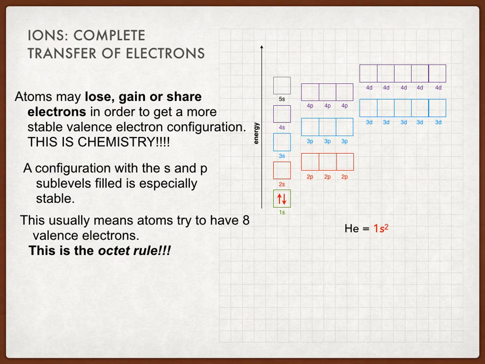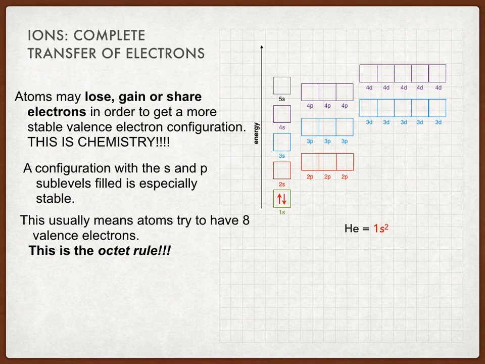And helium is one example, the only exception to the octet rule. It has a filled valence, but its valence is only 2 electrons. That's because helium exists only in the n equals 1 energy level, so it only has a 1s orbital, and since it only has an s orbital, it can only have 2 electrons.